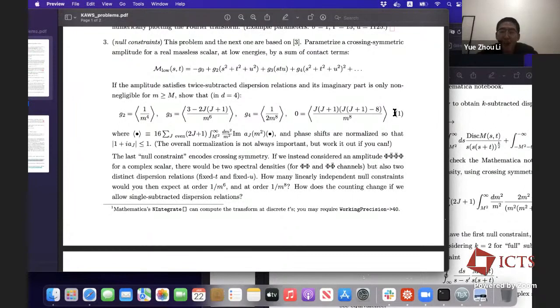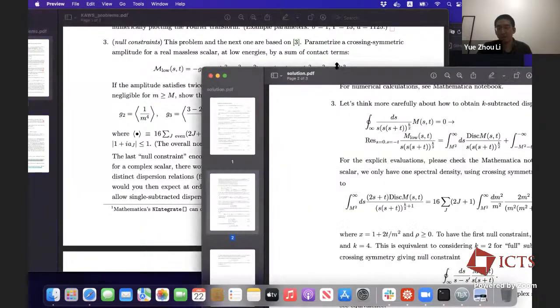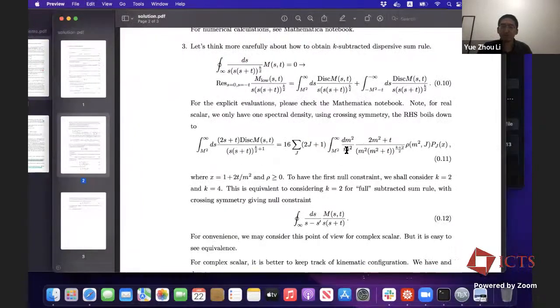Yeah. So this is the idea of how we derive the null constraint. Now let's move to a little bit more interesting case, the complex scalar. The complex scalar is actually a little bit more similar to the graviton amplitude Simon discussed in his lectures. So let's see how it works.